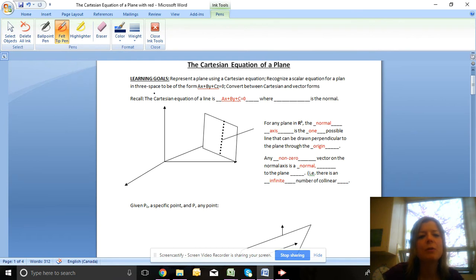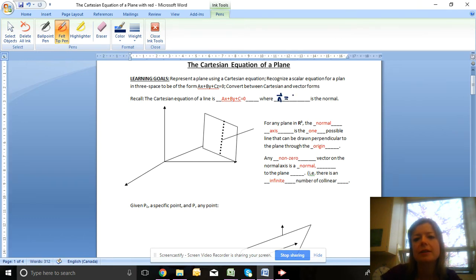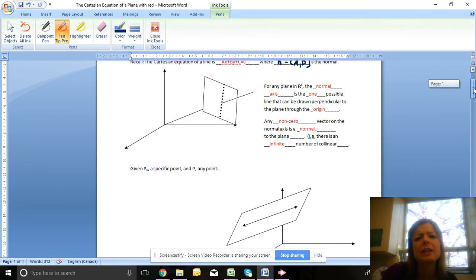The Cartesian equation of a line is ax plus by plus c equals 0, and in that case, the normal is equal to (a, b). So what's different about a plane than a line? Well, a plane has 2 dimensions, so it actually has a normal axis.